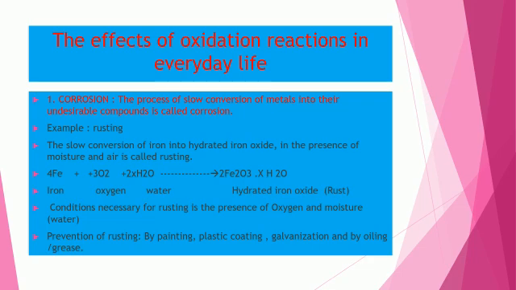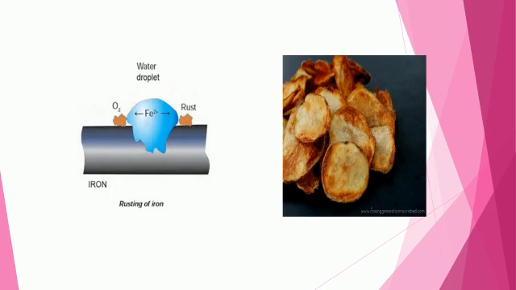When iron reacts with oxygen and water, it will form hydrated iron oxide that is called rust. Conditions necessary for rusting are the presence of oxygen and moisture. We can prevent rusting by painting, plastic coating, galvanization, and by oiling or grease. There are two pictures showing oxidation reaction. First one, rusting of iron. Number two, oxidation of food items such as potato chips.